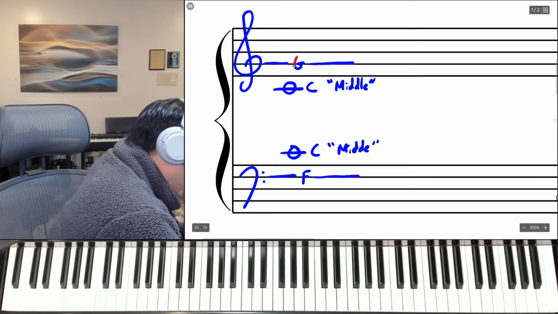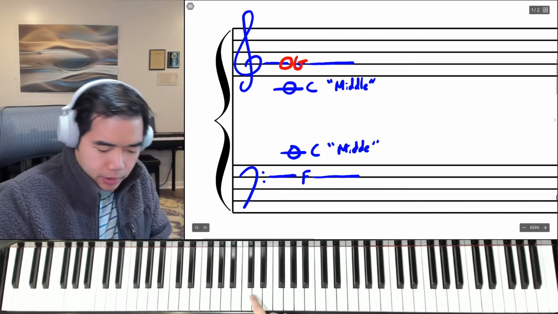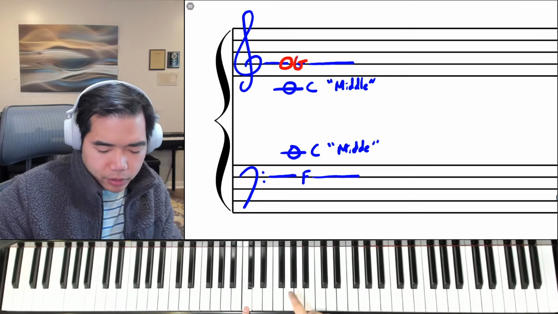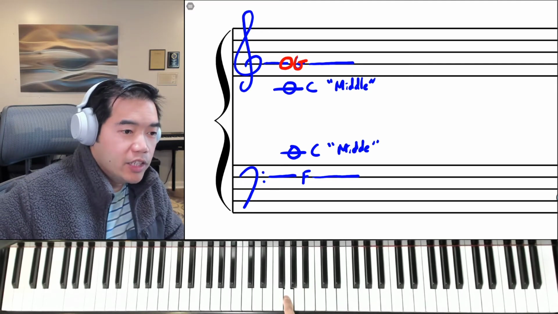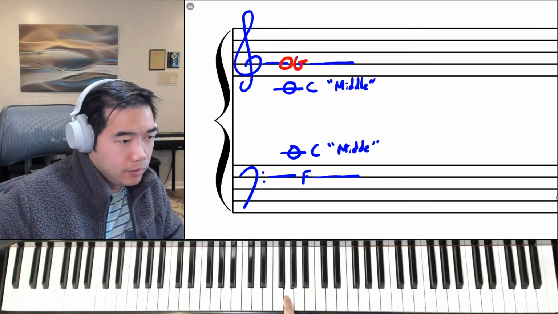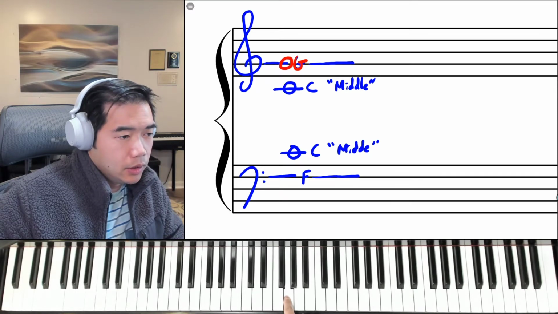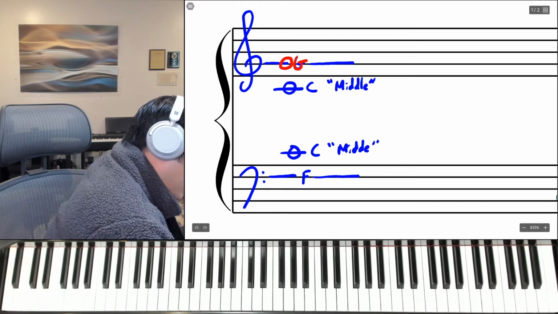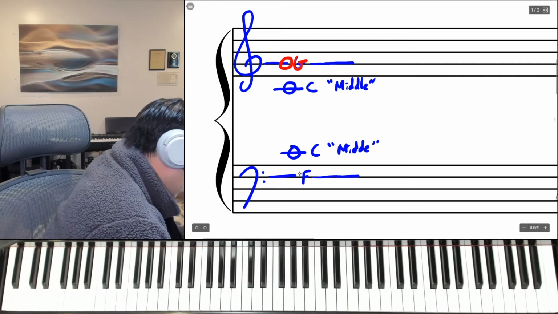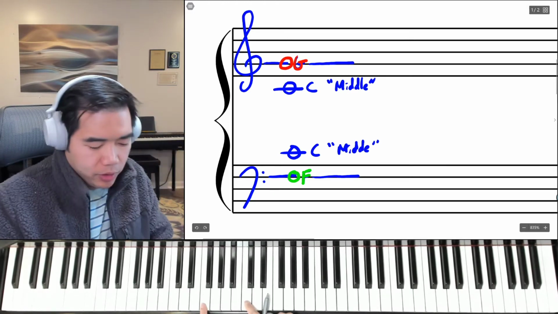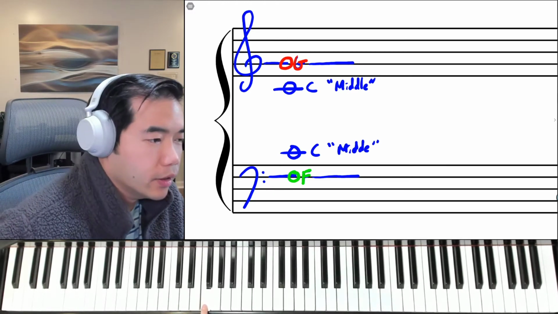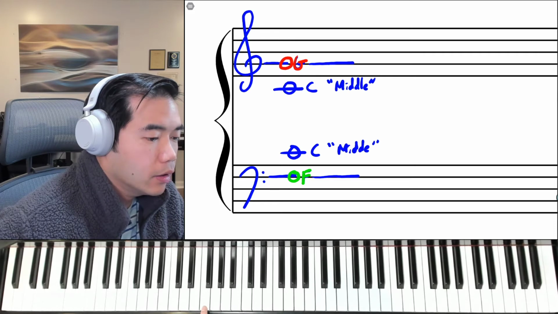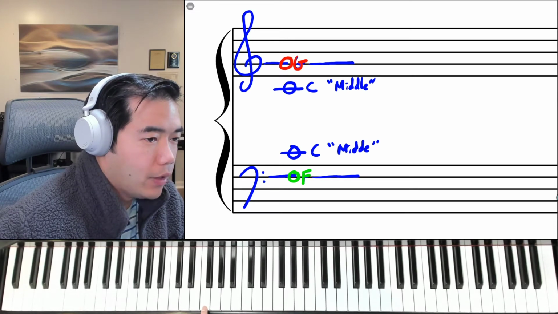this G, okay, this G is the G above middle C. Play that G above middle C. Good. And now, this F here is the F below middle C. Very good. Follow so far.